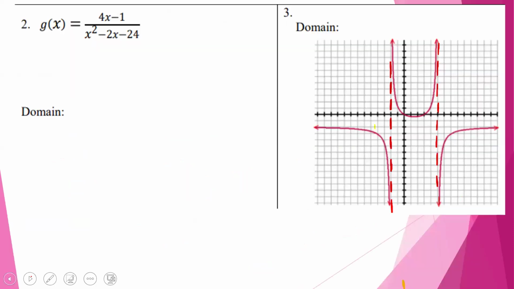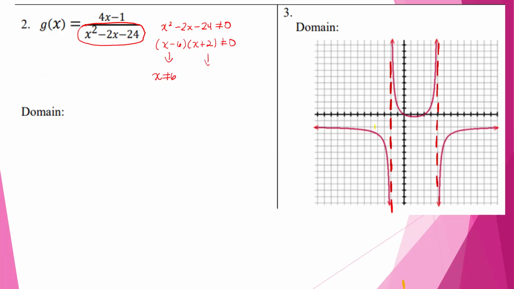Here we go. How about this one here? So what is my domain? When I have a rational function, the only thing I care about is when the denominator is equal to 0, right? Because the numerator can equal 0. 0 can be divided by anything I want. So what do we have here? x squared minus 2x minus 24 cannot equal 0. If I factor this, x minus 6 times x plus 2 cannot equal 0. So x cannot equal 6. x cannot equal -2.